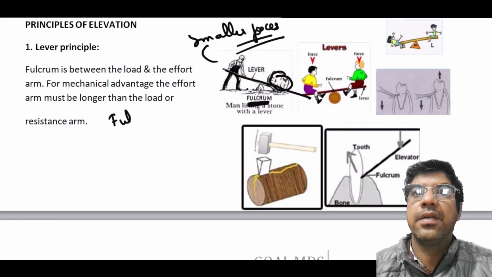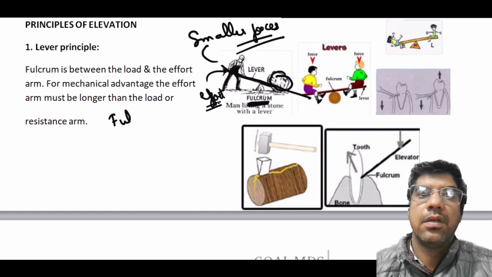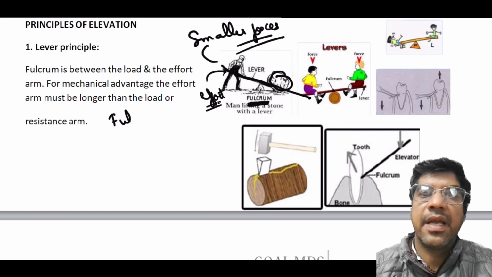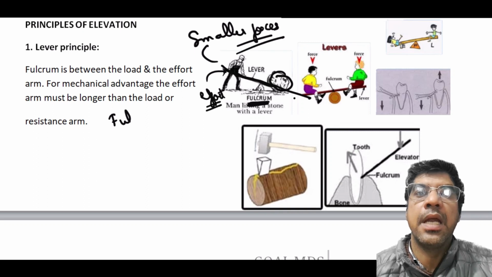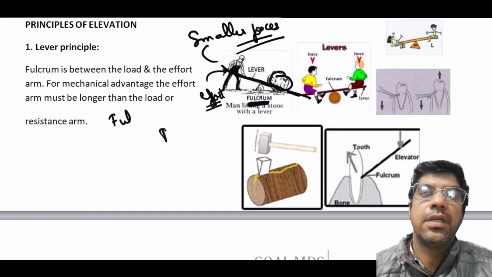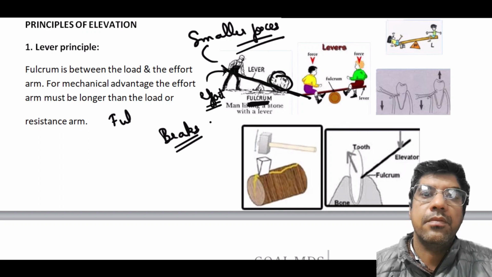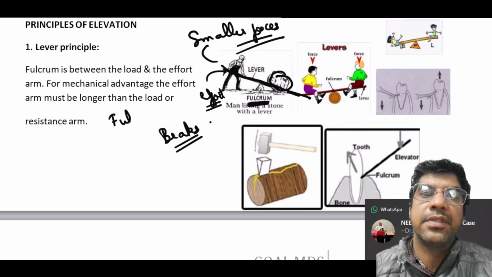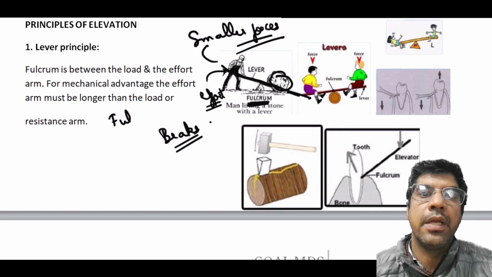Second is the effort. This one is the effort, that is the handle. Think of effort as the power you use to lift or move the tooth. In dental forceps, the effort is the force that is applied by squeezing the handles together. The resistance is the beaks. It is like the force you are working against, the resistance of the tooth. In forceps, the resistance is the tooth that you are trying to extract.